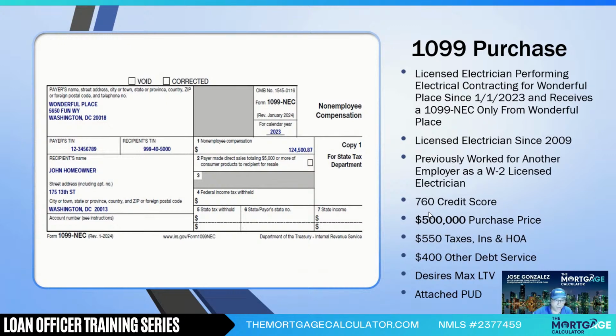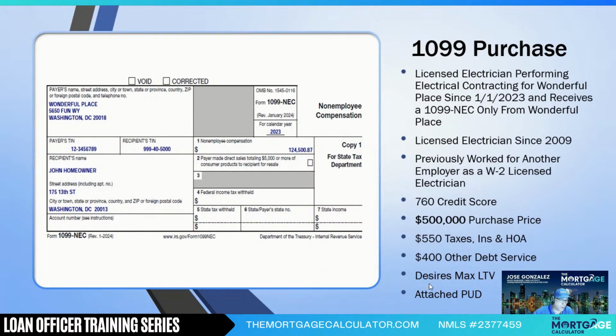760 credit score. Okay, now we're talking, music to our ears. 500,000 purchase price. Taxes, insurance, and HOA is $550. He's buying a PUD, attached townhome. And his other debt service, John's not very complicated with fancy schmancy cars and stuff. He's only paying $400 a month minimum payments on other debt service.